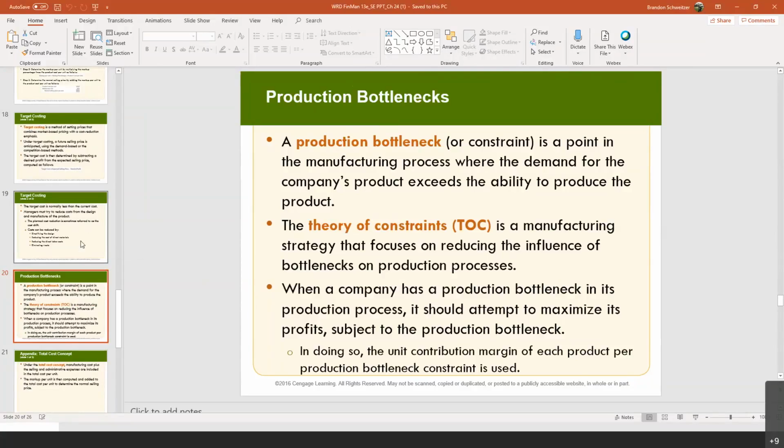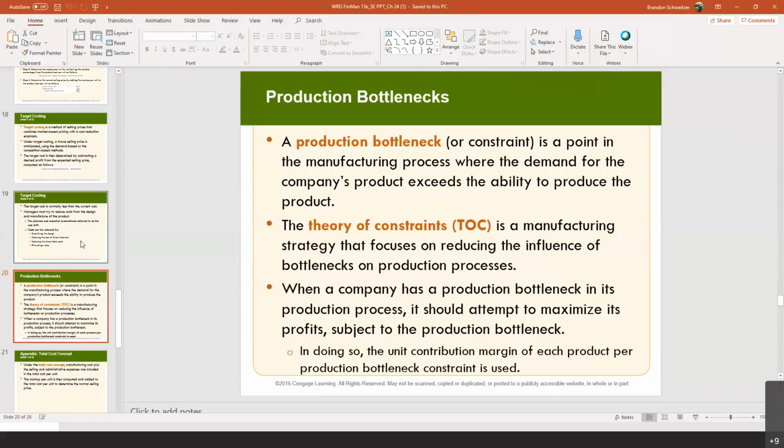We are seeing this around the world right now in hand sanitizer. The companies that make hand sanitizer, like Purell, cannot keep up with the demand of the world for the hand sanitizer. And so this caused a bottleneck in Purell's manufacturing process, where the company can no longer meet the demand. So this is a constraint at the point in the manufacturing process where the demand for the company's product exceeds the ability to produce the product. And so we're seeing this with the Purell hand sanitizer. They have a bottleneck situation right now in the production process.